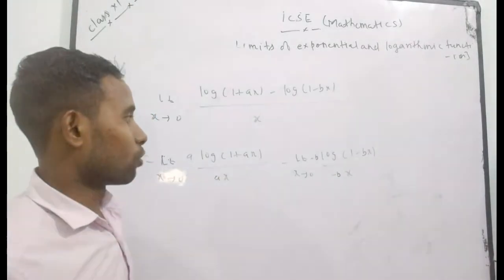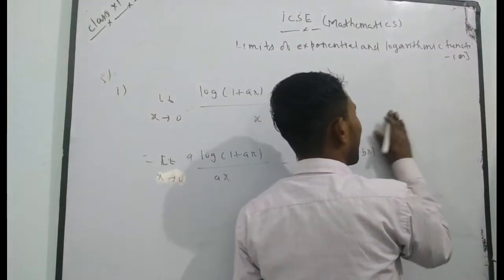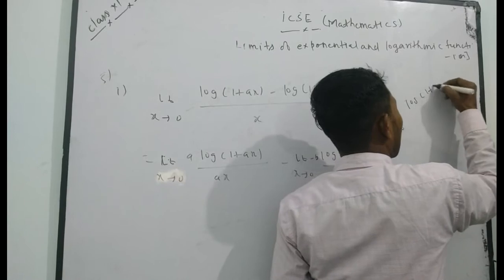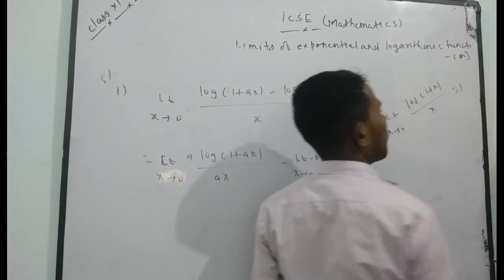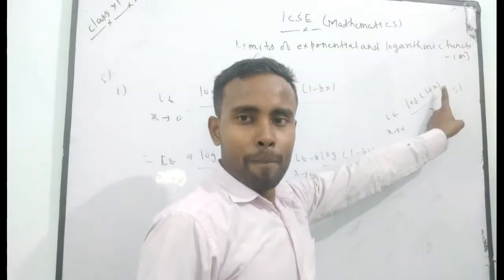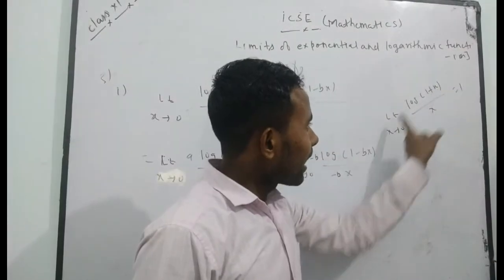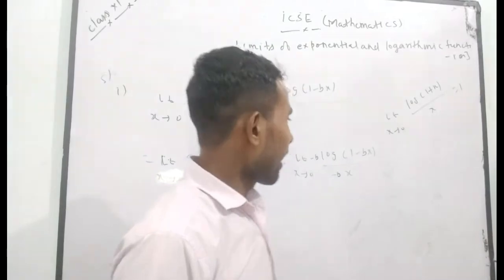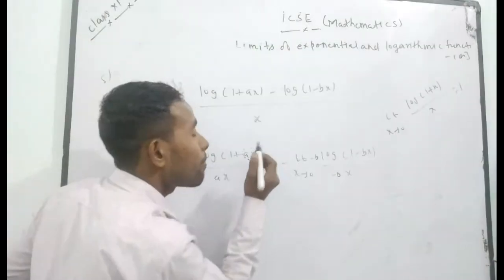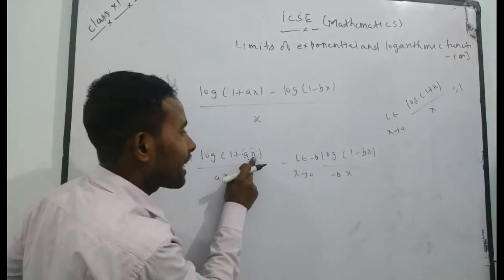I want to tell you, I have already given a formula. Limit x tends to 0, log(1 plus x) by x is equal to what? 1. You see here, there is a plus sign and x means that x tends to 0. Now, here there is a, you can suppose this is one variable. So I have taken here ax.